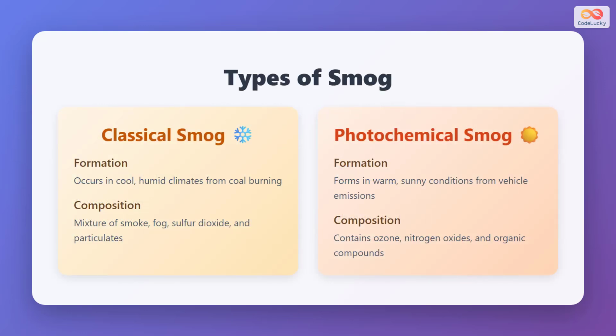There are two main types of smog, each with distinct characteristics. Classical smog, also known as London-type smog, occurs in cool and humid climates. It forms primarily from coal burning and contains a mixture of smoke, fog, sulfur dioxide, and particulate matter. In contrast, photochemical smog, also called Los Angeles-type smog, forms in warm and sunny conditions. This type results mainly from vehicle emissions and contains ozone, nitrogen oxides, and various organic compounds. The key difference is that photochemical smog requires sunlight for its formation, while classical smog does not.